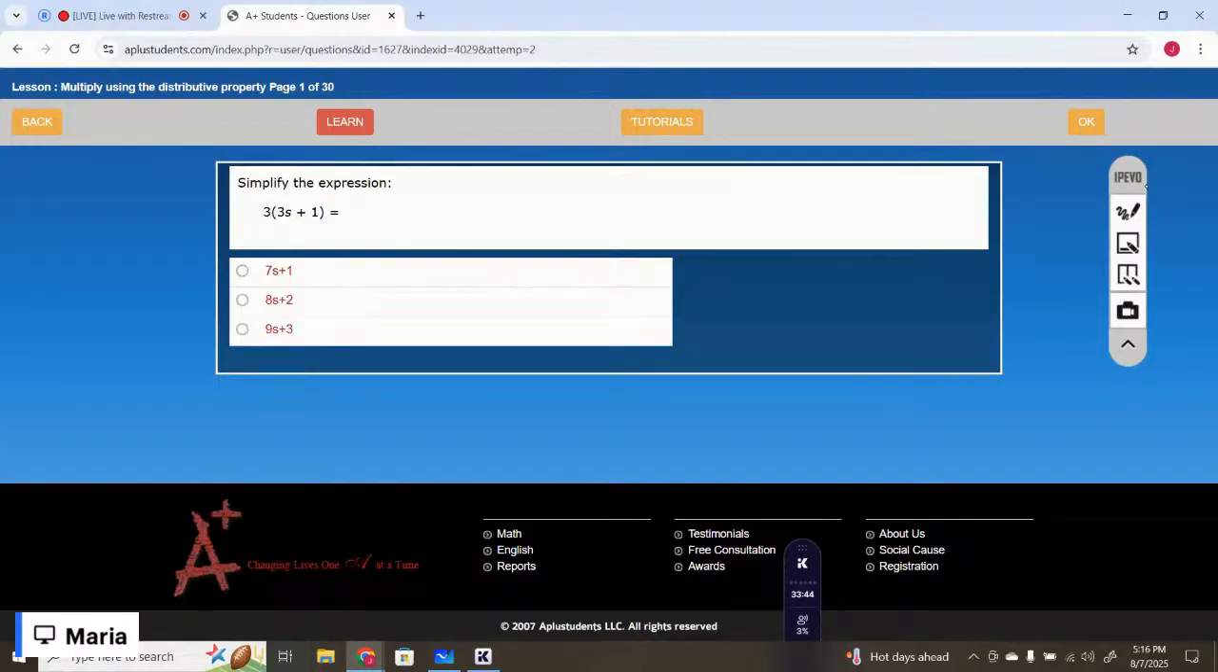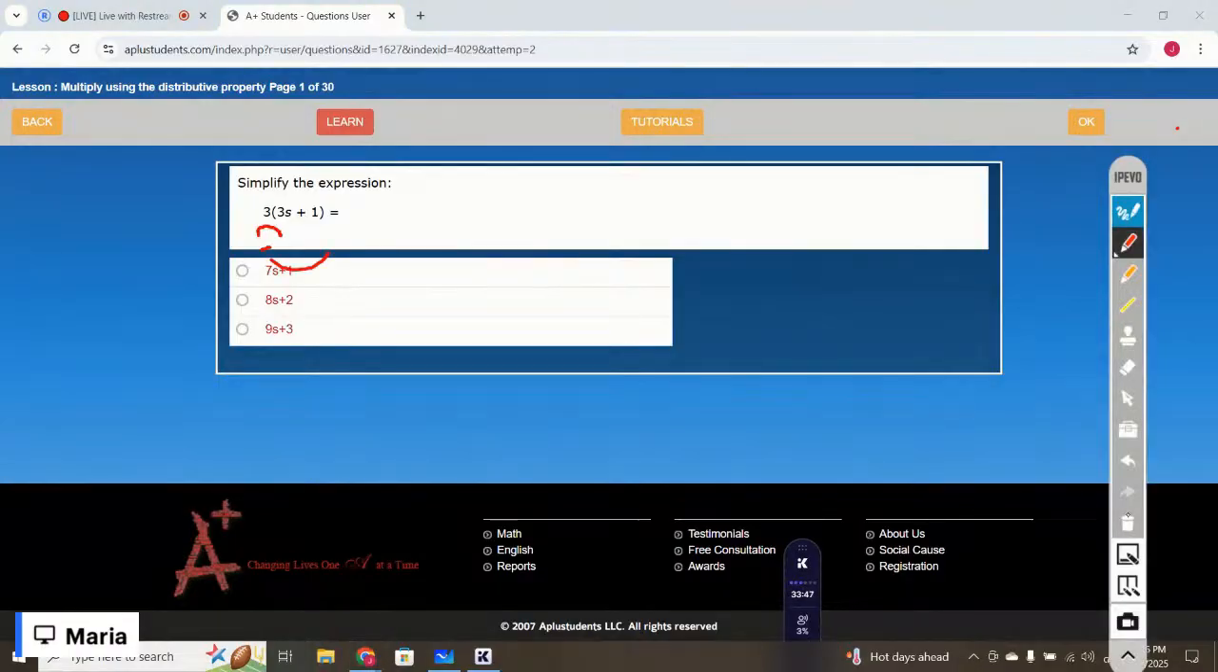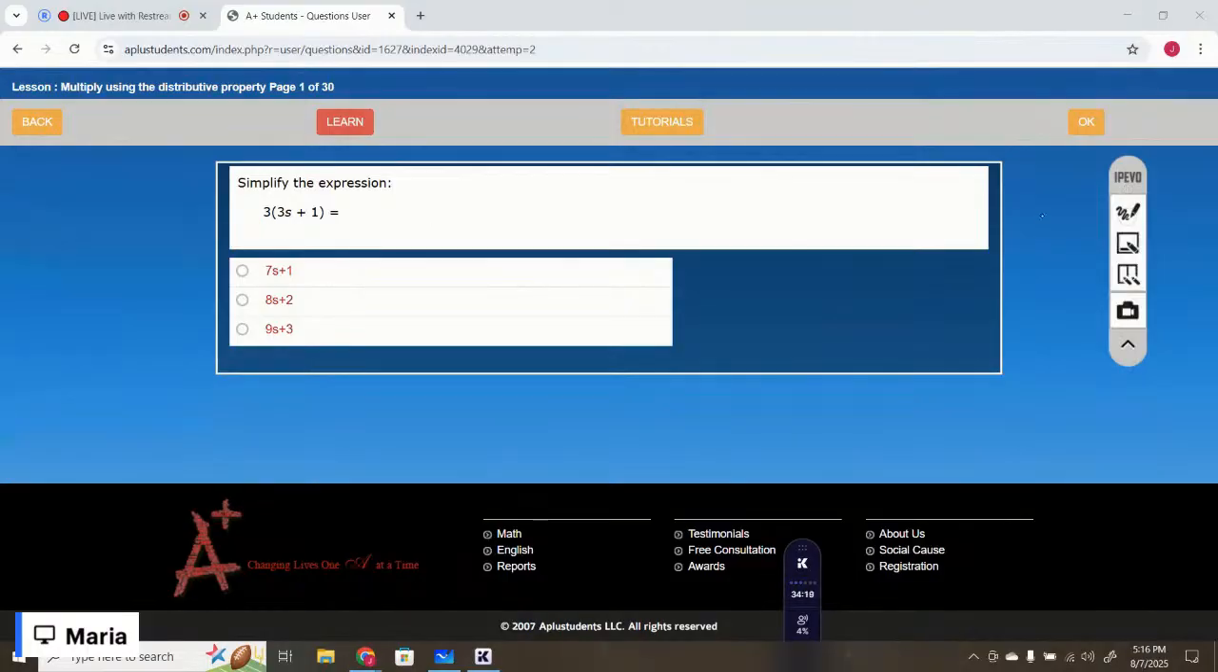3 times 3s plus 1. So let's just do 3s. 3 times s and 3 times 1 is 3. So option number 3 is the correct option. That is 9s plus 3.